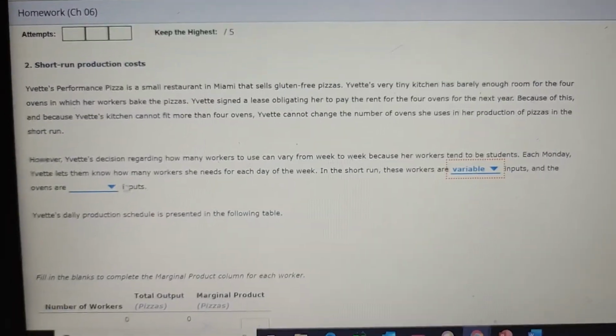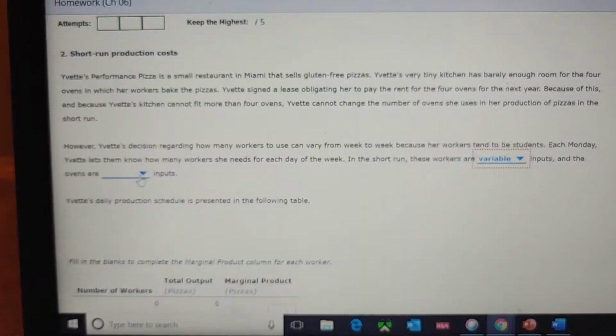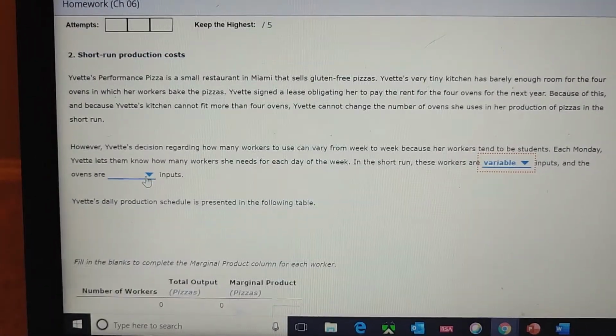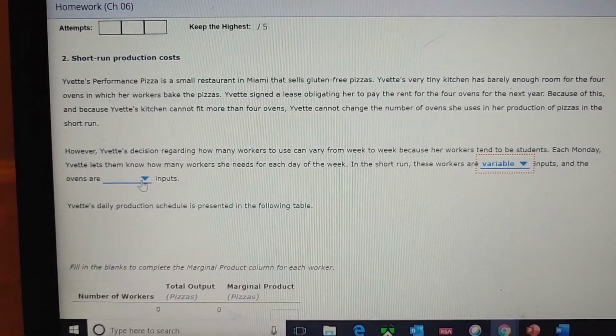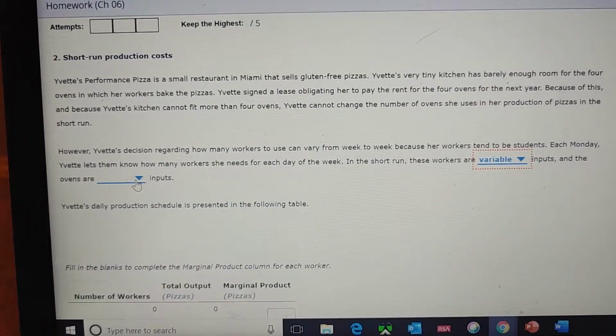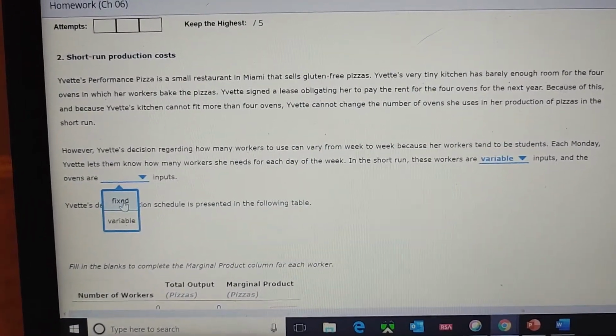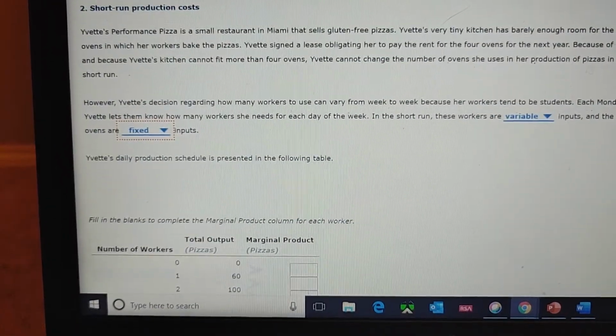With that being said, though, the ovens, where she has a very small facility and they have 4, would take some time to fix. You would have to expand the store. You might even have to look at putting together a second store if demand required it. So the ovens would be a fixed input, okay? So that's the first part of the question. I'm going to scroll down here.